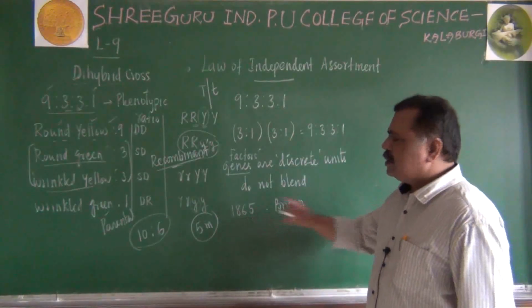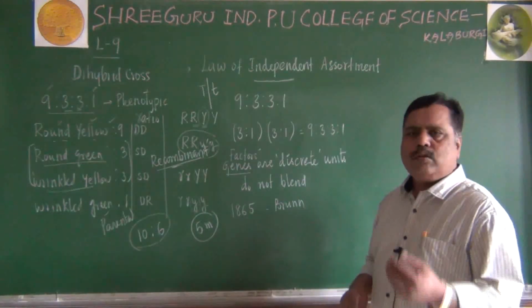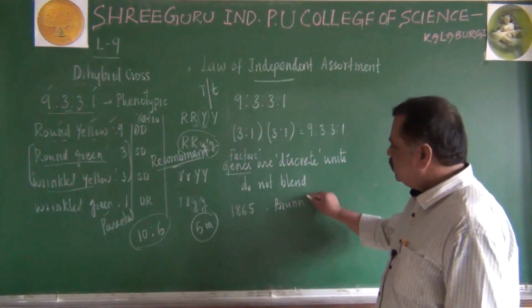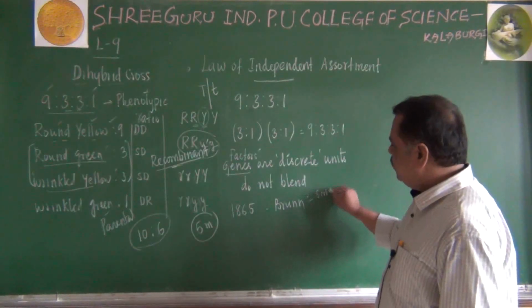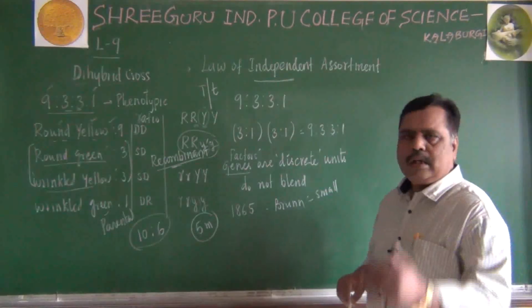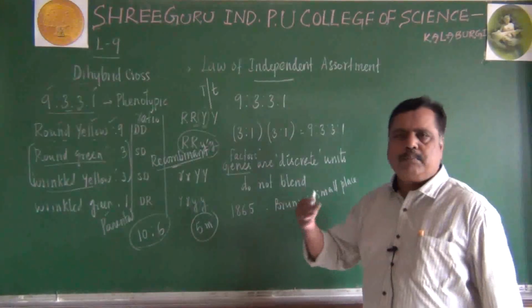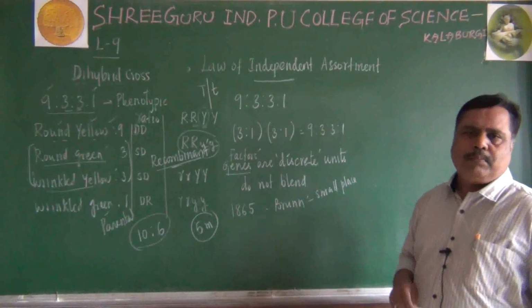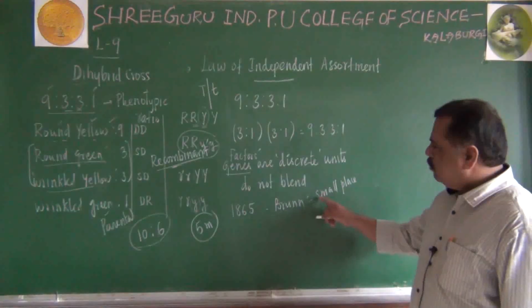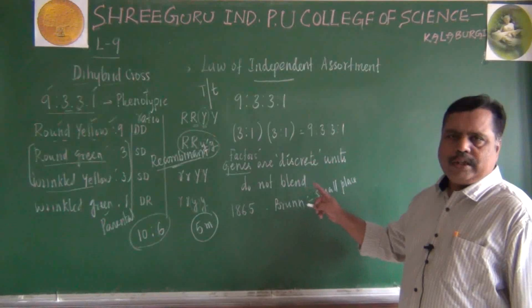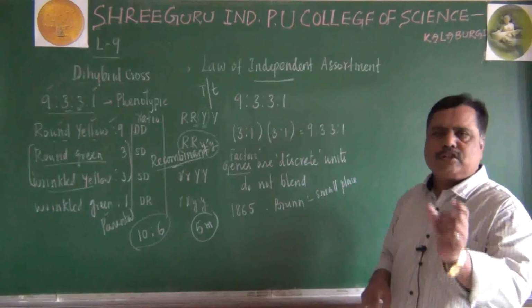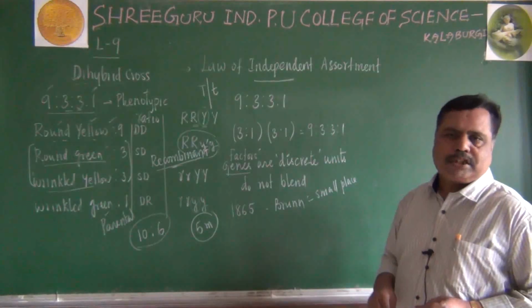Why in 1865 was it discarded? I told you several reasons. One is Brunn is a small place, which is not mainly known for scientific temperament or scientific publications. So communication was very less during that time with reference to Brunn, or the place where he published.